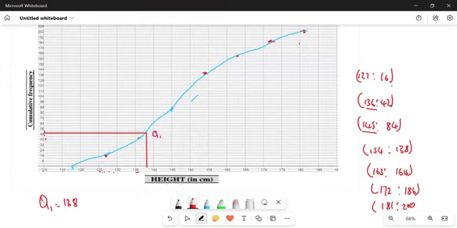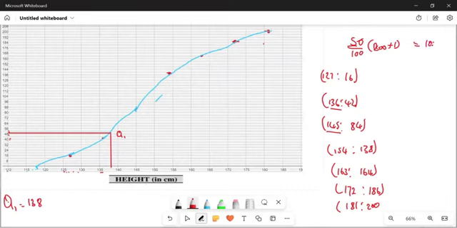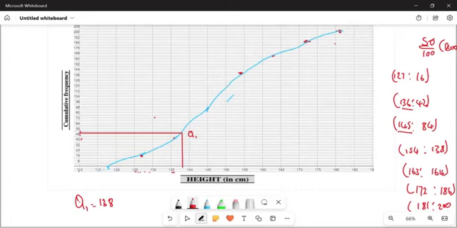Okay, let's get Q2. Q2 is 50%. So if you say 50% divided by 100, and then it's 200 plus 1, you get 100.5. Okay? So this is the position. Let's go from the position 100. We look for 100. So this one is 96, and below is 104. I agree this is 96. This one is 100, in the middle.